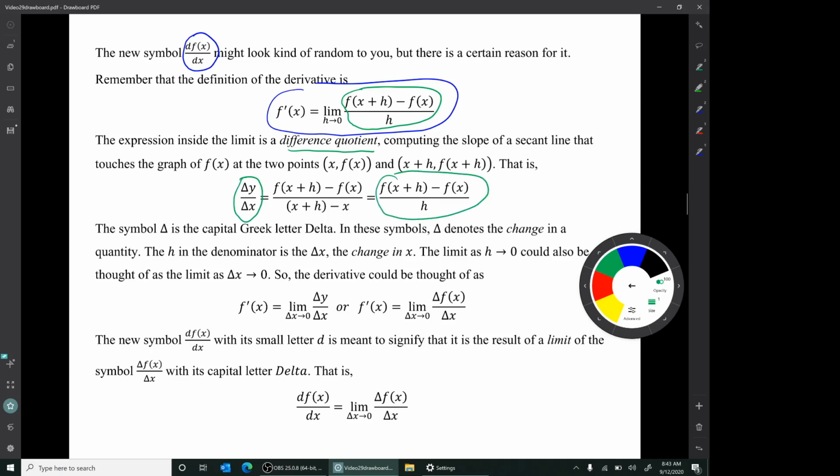Now, in this symbol here, that triangle is actually the capital Greek letter delta, and it denotes the change in a quantity. The h that's in the denominator denotes the change in x, delta x. And so when you find the limit as h approaches 0, that could be thought of as the limit as delta x goes to 0.